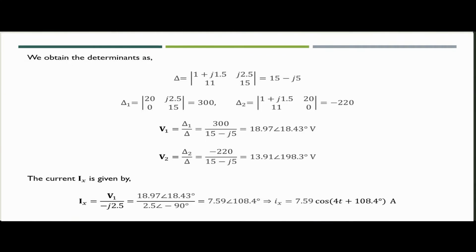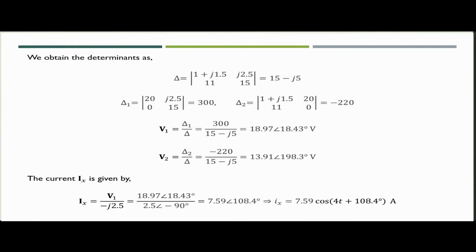How? Let us first take the determinant value of this matrix. So, what we can write? 1 plus j 1.5, j 2.5, 11 and 15. We take the determinant value of this, we get 15 minus j 5. Now, next is we need to find out the value of V1. So, when you ask to find out the value of V1, we will compile the corresponding determinant. So, the updated determinant will be 20, 0, j 2.5 and 15, and the value of this determinant is 300.